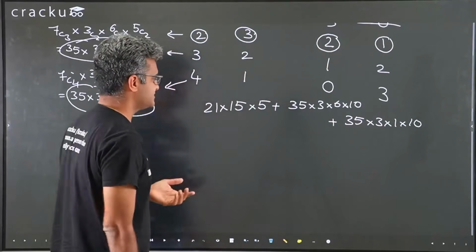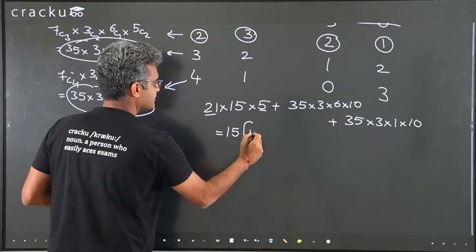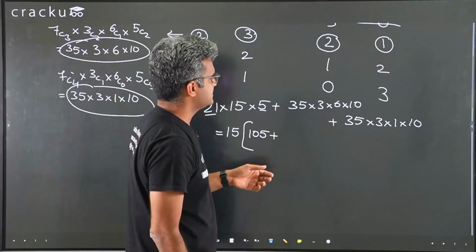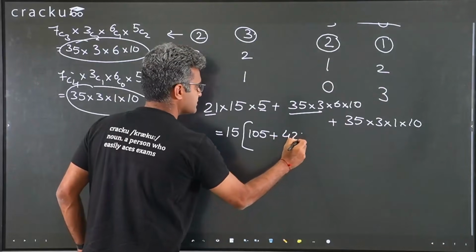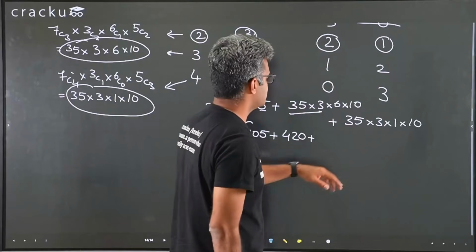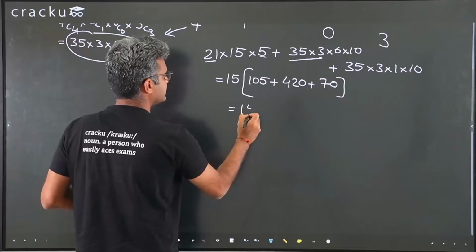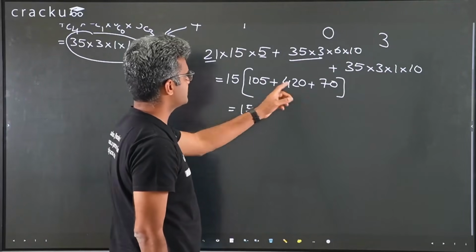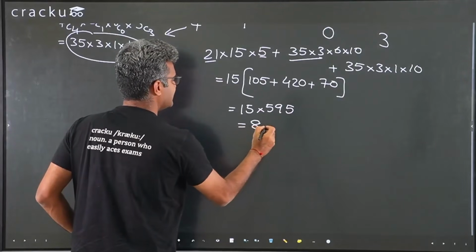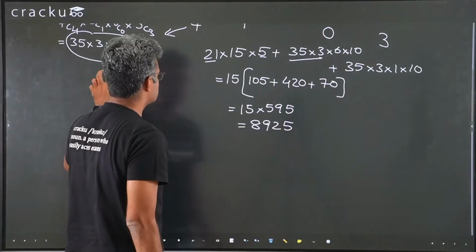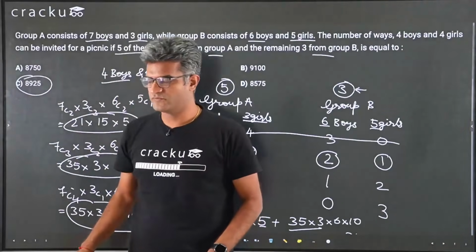All of them have 15 common, so just for the sake of making calculations easy, we'll take 15 common. 21 into 5 is 105. This is 35 into 3 into 4, which is 420. This is 35 into 2, which is 70. So this is equal to 15 into 420 plus 70 is 490 plus 105 is 595. This will equal 8925. So the answer for this particular question is option C, which is 8925.